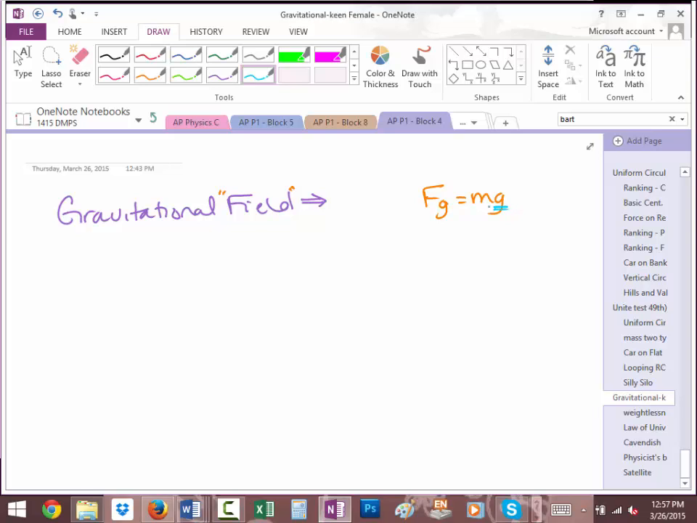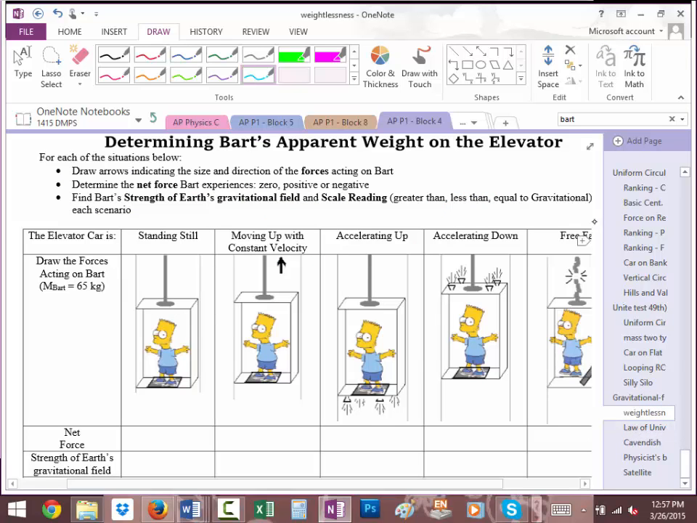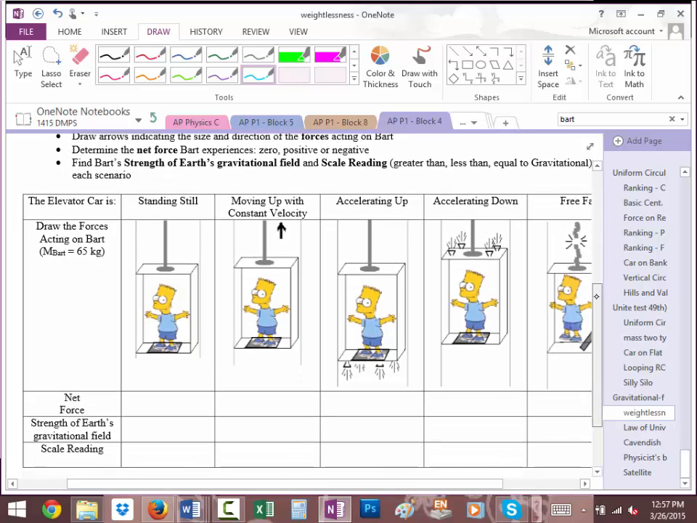Okay? So in the case of gravitation, the gravitational field is, we'll just say, the gravitational acceleration. That's not always true for all fields, but it is true for this one, so we'll go with it. Okay? So when you see that gravitational field thing, that's what it's talking about. So the strength of the acceleration.